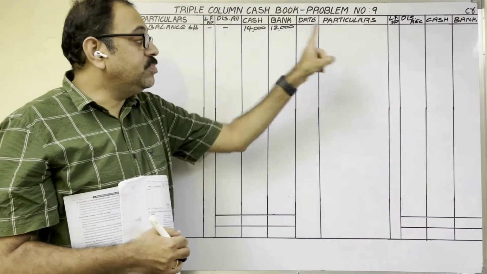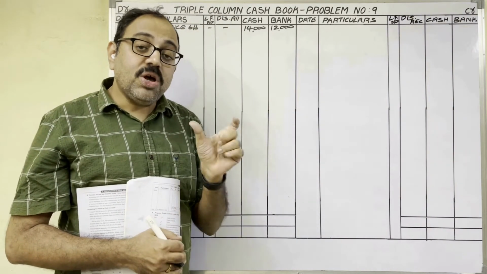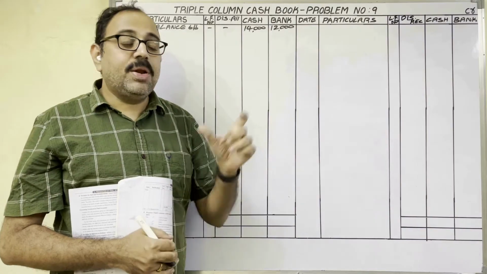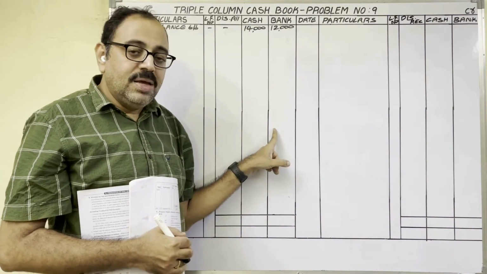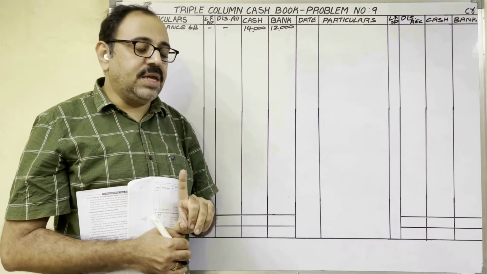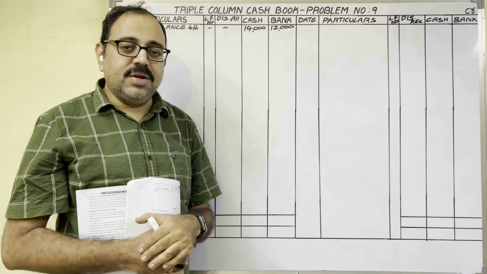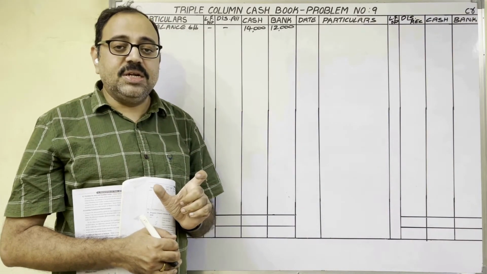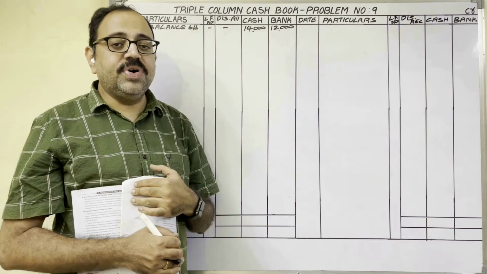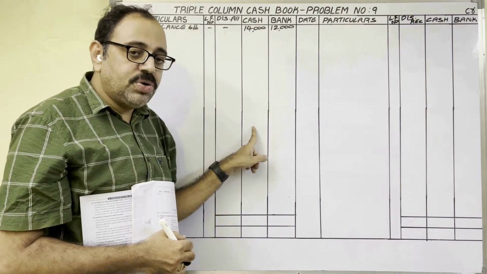For bank columns, what we should remember is: because of a transaction, if our bank balance is increasing, on the debit side bank column we should write. If our bank balance is decreasing, on the credit side bank column we should write. For the cash column, what should you remember? Because of a transaction, if cash is coming into the firm, on the debit side cash column we should write that.